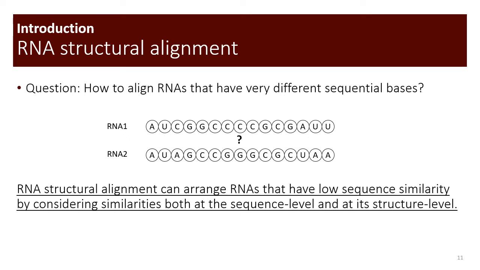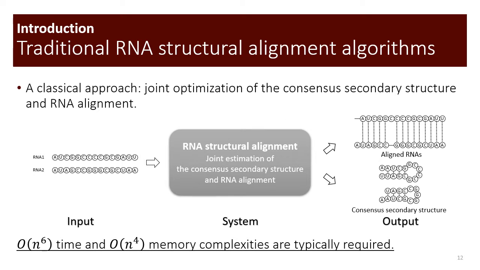RNA structural alignment arranges RNAs by investigating their similarity in the base and structural levels. This is one of the classical approaches. For given two RNAs, it jointly estimates the consensus secondary structures and RNA alignment. This approach is known to be very accurate at the cost of very high computational complexity.